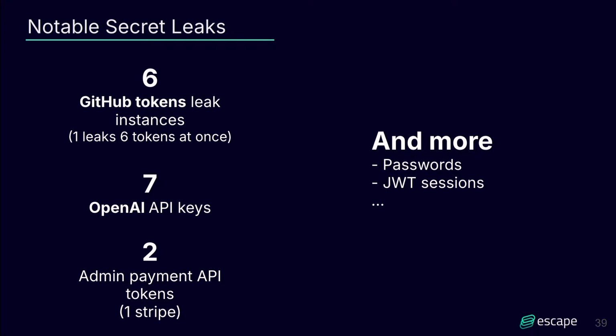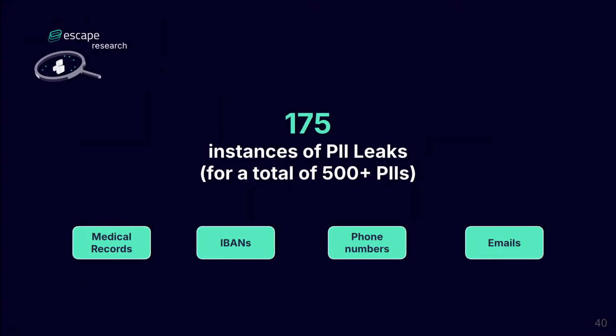In the secrets, we identified GitHub tokens, a lot of OpenAI API keys too, because they love to build LLM wrappers. But who needs a backend when you can hard code the key in the front end? It's so much easier. So yeah, they just throw the API key in the front end, make calls directly to ChatGPT, and ta-da, you have a wrapper. We also found some admin payments API tokens that were actually active, one of which was a Stripe token, and a lot of passwords, JWT, blah, blah, blah. For the PII, we found medical records, IBANs, phone numbers, emails, the whole package.